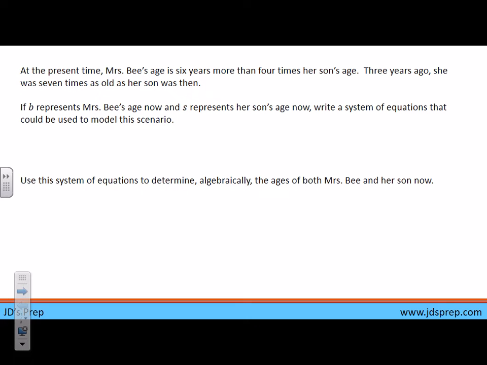In this problem, we're told that at the present time, Mrs. B's age is 6 years more than 4 times her son's age. 3 years ago, she was 7 times as old as her son was at that time. If B represents Mrs. B's age now, and S represents her son's age now, we want to start by writing a system of equations that could be used to model that scenario.